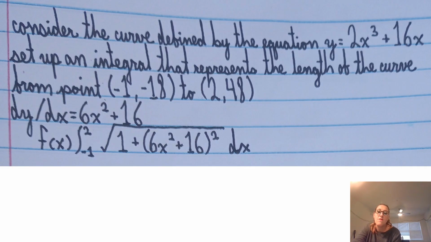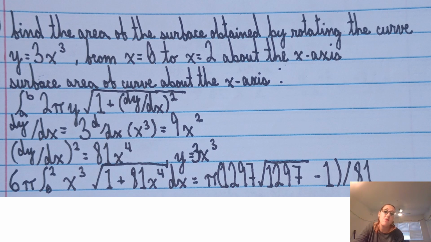Consider the curve defined by the equation y equals 2x cubed plus 16x. Set up an integral that represents the length of the curve from point (-1, -18) to (2, 48). dy over dx equals 6x squared plus 16. f(x) equals the integral from -1 to 2 of the square root of 1 plus (6x squared plus 16) all squared dx.